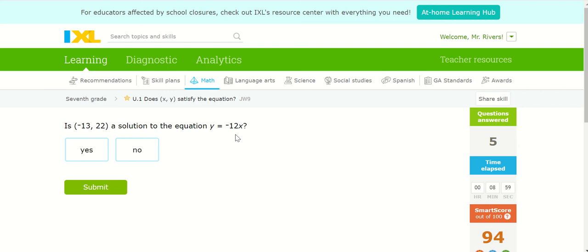What's 13 times 10? 13 times 10 is 130. And it's going to be 2 times 13 more than that. So it's going to be 26 more than that. So that's going to be 156. 156 is not equal to 22, so no on that one.